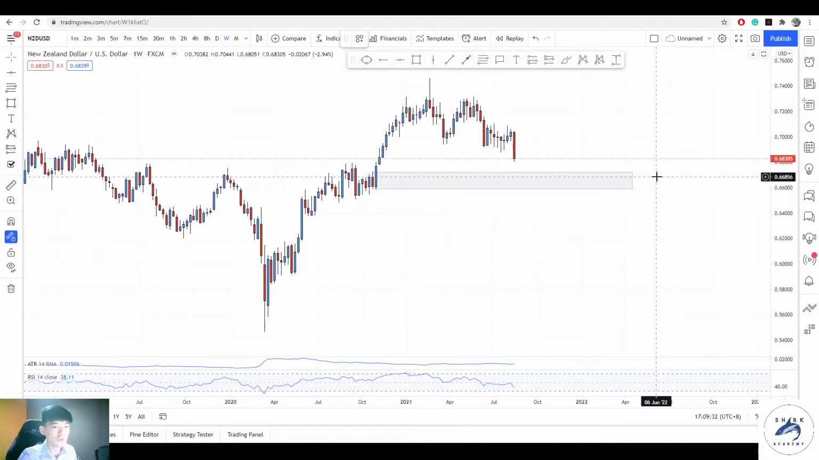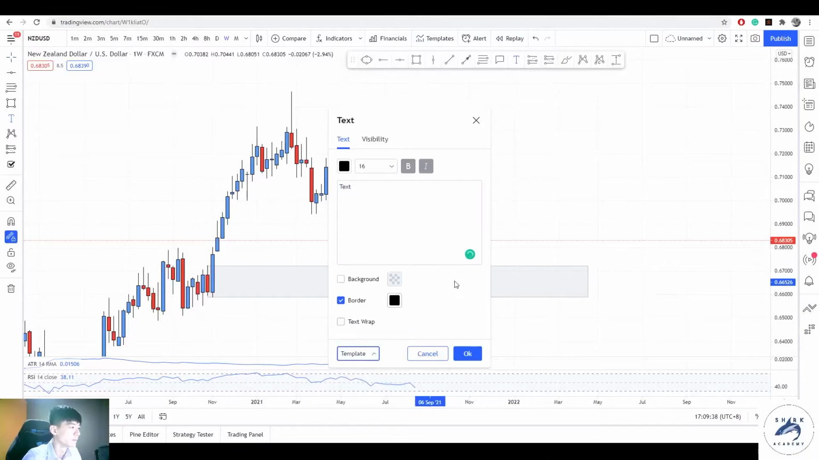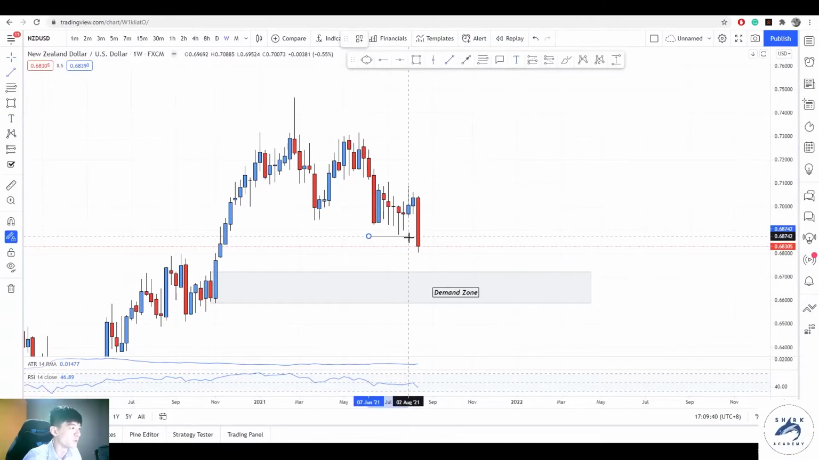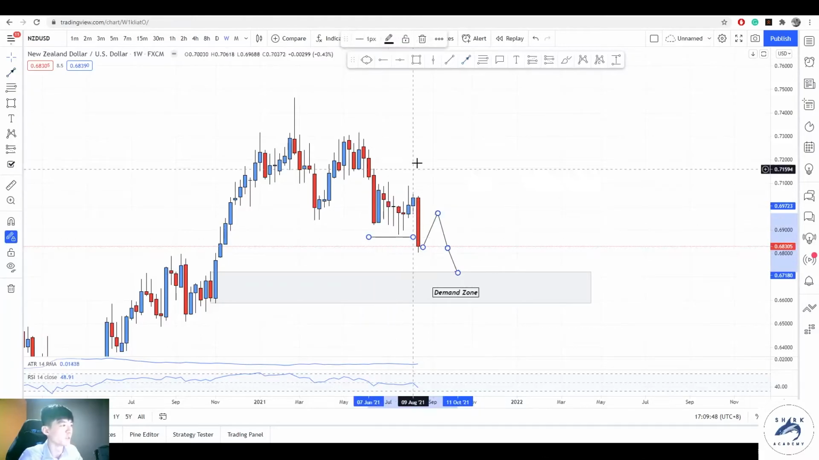Okay, over here we have the New Zealand dollar, and you can see that currently we are trying to catch sells into this demand zone. Okay, so on the weekly time frame, we have a break of structure here, and now we are looking for a pullback into this area for sells, right? So it's pretty clear cut on the weekly time frame.